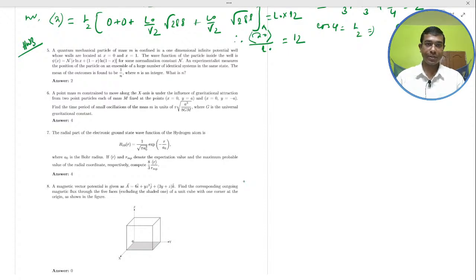Next question, question number 6. A point mass m constrained to move along the x-axis under the influence of the gravitational attraction from two point particles, each of mass m, fixed at the points x equal to 0, y equal to a and x equal to 0, y equal to minus a. Find the time period of small oscillation of mass m in units of pi root over a cube by 8 Gm. This is the universal constant. From classical mechanics.